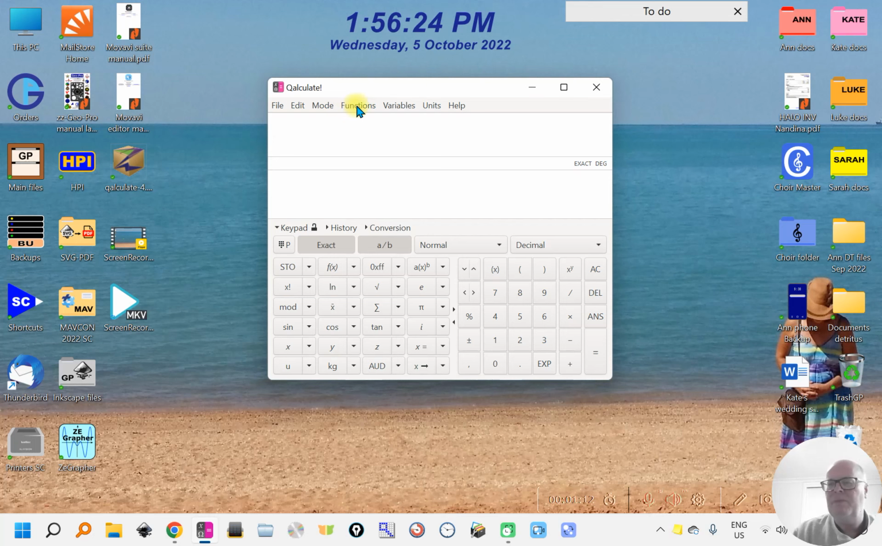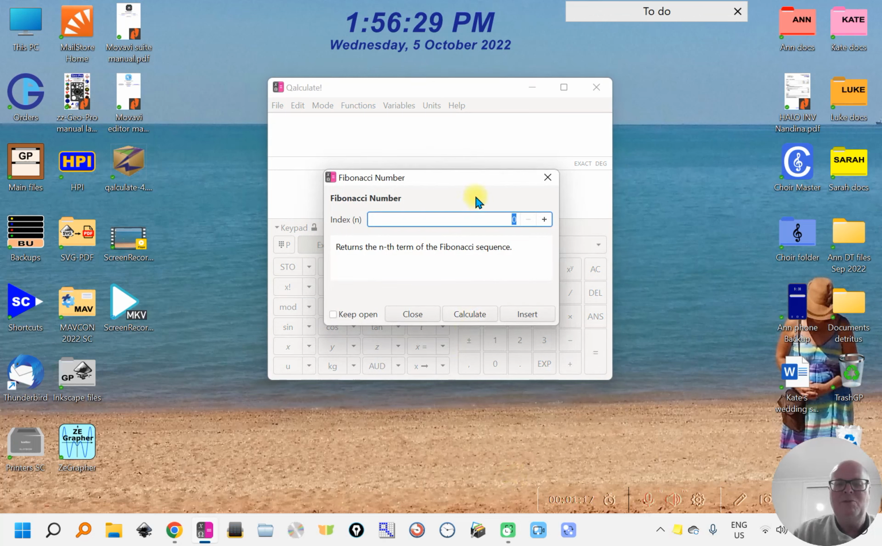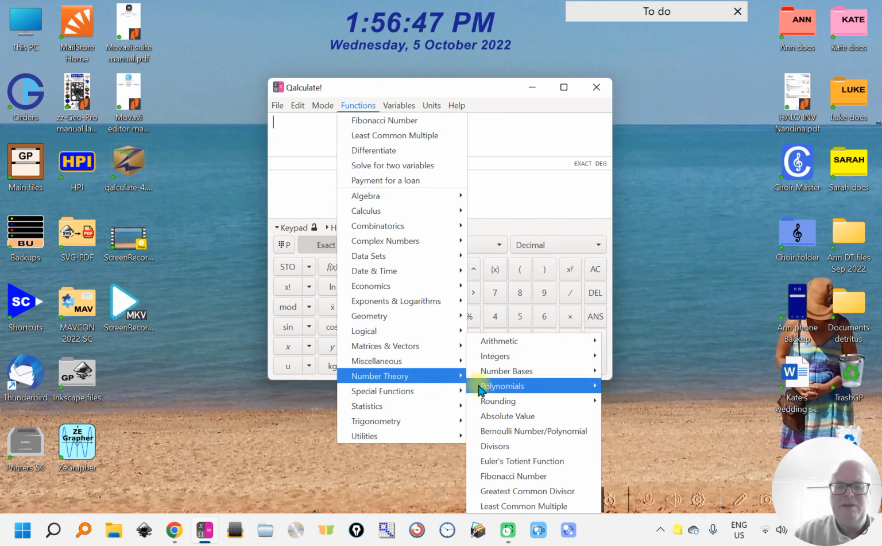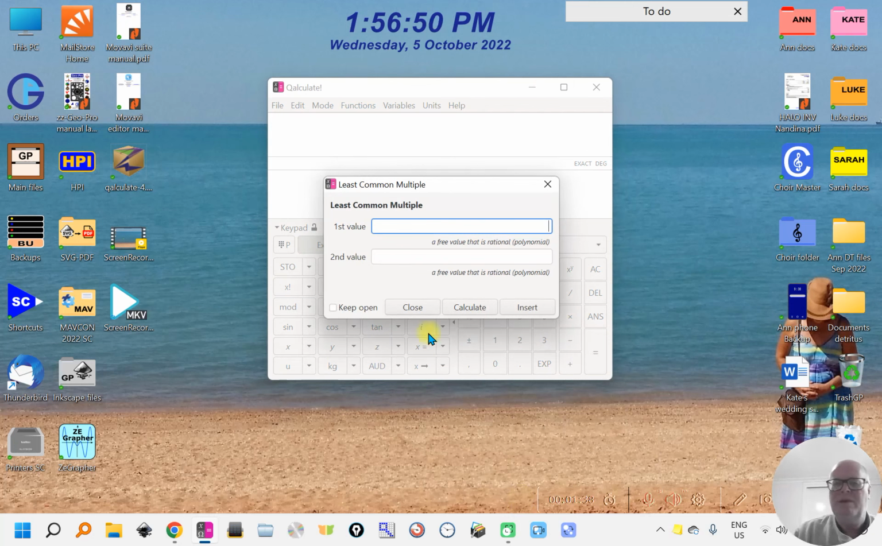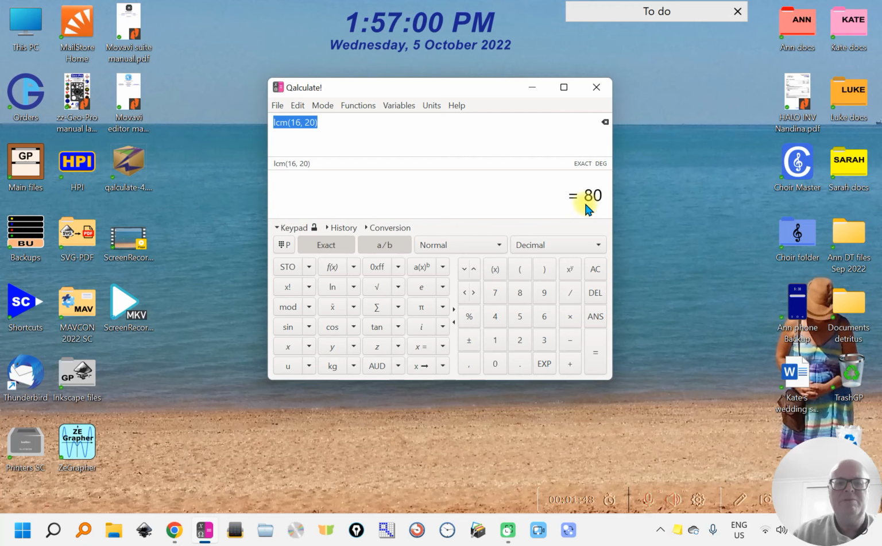Under functions, say number theory, Fibonacci numbers. And they have little wizards here. You don't have to remember the code for the function. You can just fill in these numbers here. For example, if you want the 10th Fibonacci number, and then press calculate, and there it is. Again, if I wipe that out, under functions, number theory, things like lowest common multiple, and you don't have to type out the function, you just put the two numbers in boxes here, and calculate, and there's the lowest common multiple.